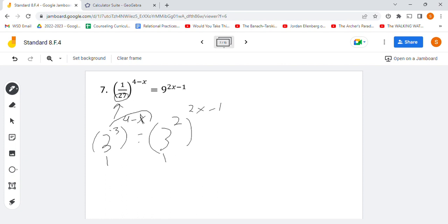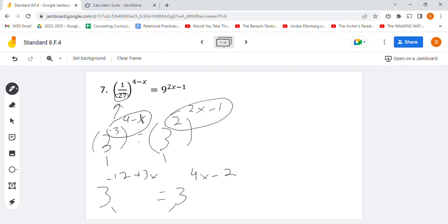So using the distributive property here, we're going to distribute that negative 3, and we get 3 to the negative 3 times 4 is negative 12. Negative 3 times negative x is positive 3x. Over here, distributing that, we end up with 3 to the 2 times 2x is 4x, and 2 times negative 1 is negative 2.